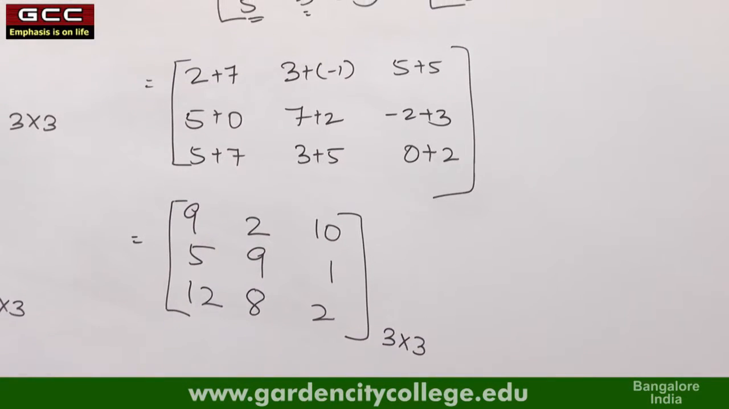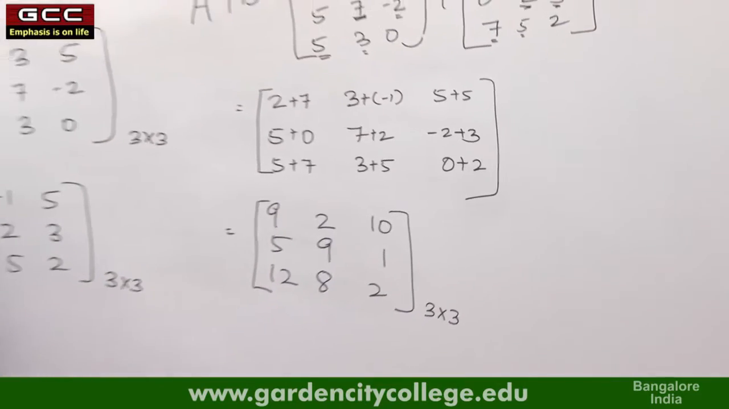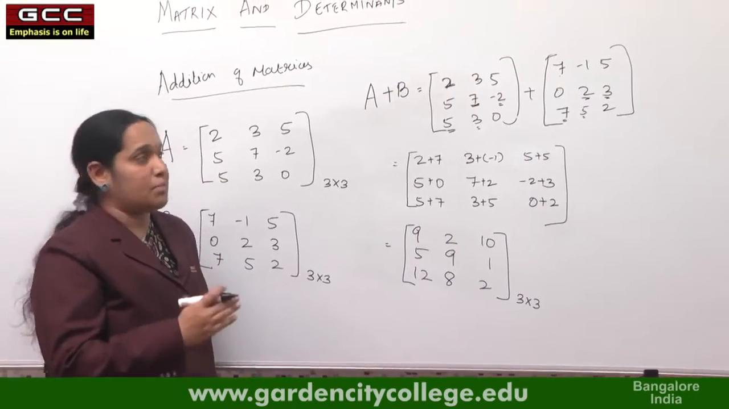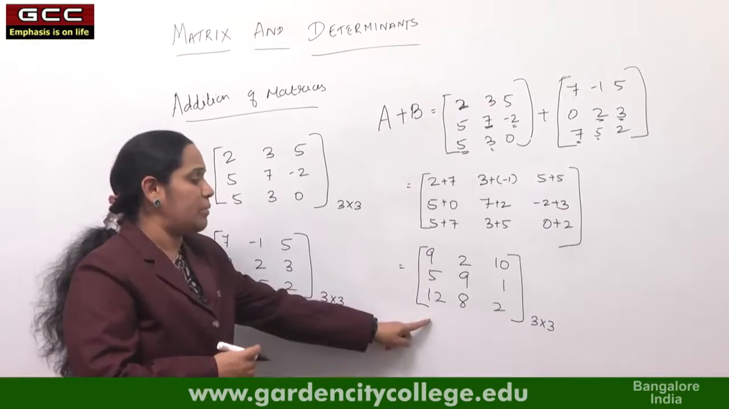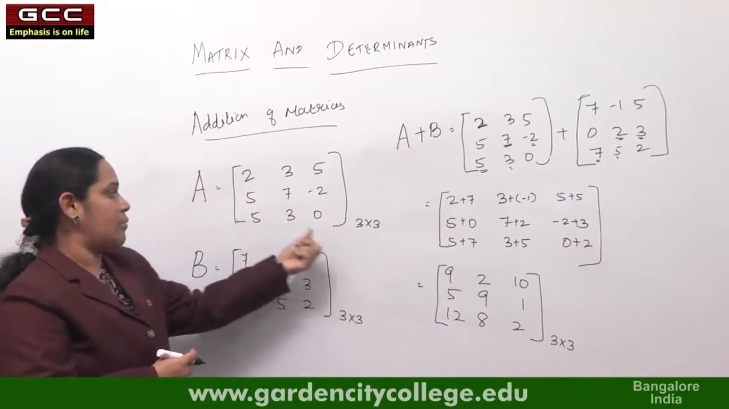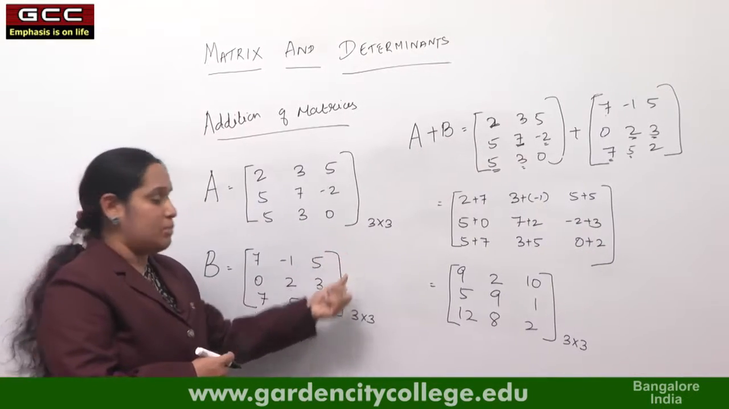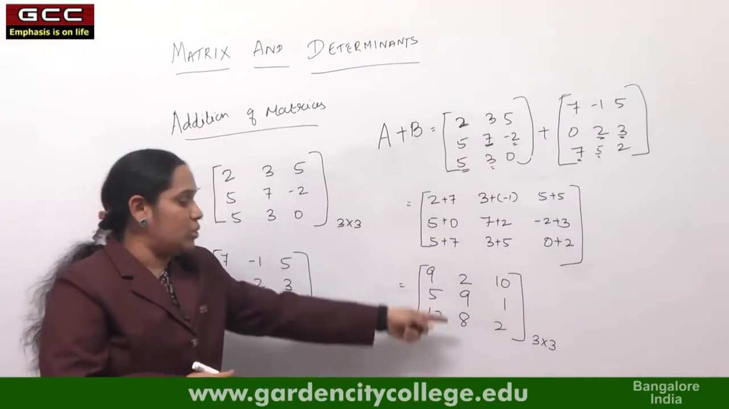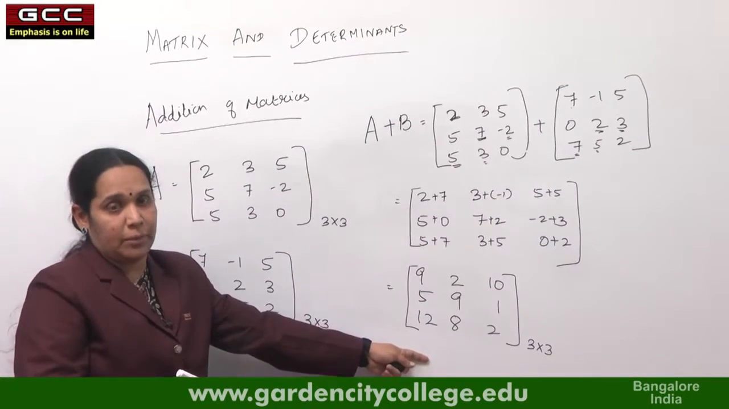So when you want to add or subtract two matrices, the order of the two matrices should be the same, and when you add or subtract, the resultant matrix will also be of the same order. Here I have considered a matrix A with the order 3 by 3, matrix B is also of order 3 by 3, and when I add, A plus B is also of order 3 by 3.